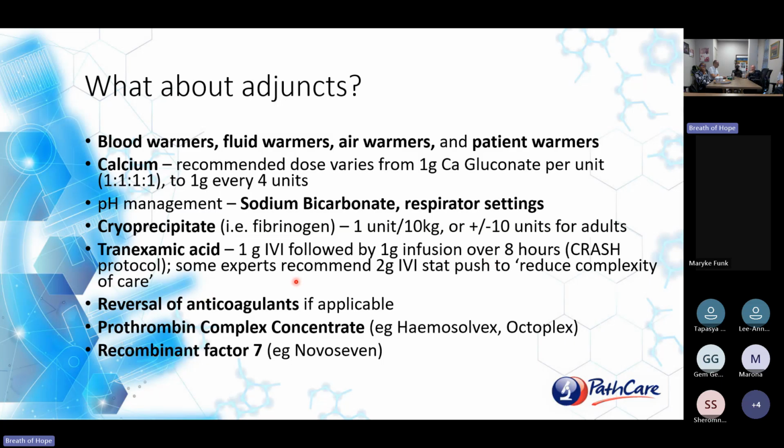However, some experts, when I went into the literature, recommend rather just giving 2 grams IV push instead, because maintaining a 1 gram infusion over 8 hours in a massive transfusion setting is technically very challenging. For patients on anticoagulants, provide reversal, and we have other agents to maintain hemostasis, such as prothrombin complex concentrates, like Beriplex, and recombinant factor 7.